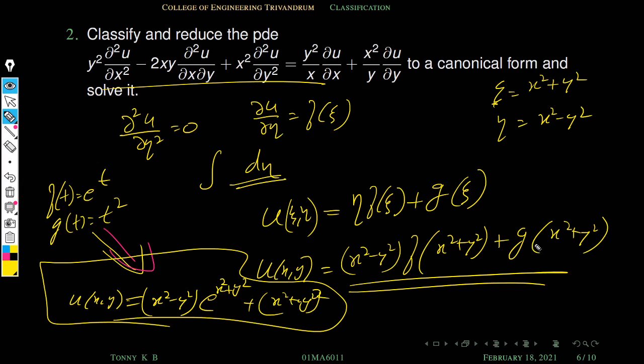Yeah, there are infinitely many solutions. So that's why these types of solutions are called general solutions. Solutions involving arbitrary functions are called general solutions because they give all the solutions of this PDE.